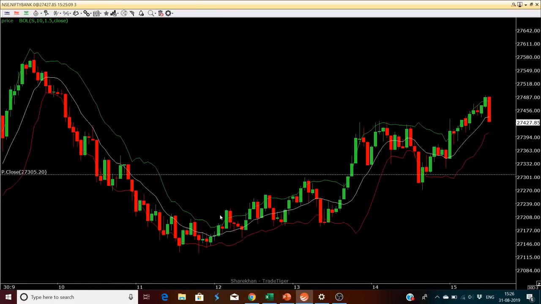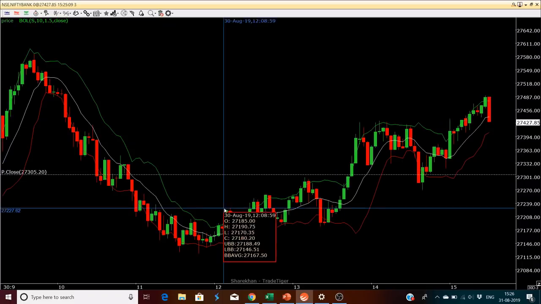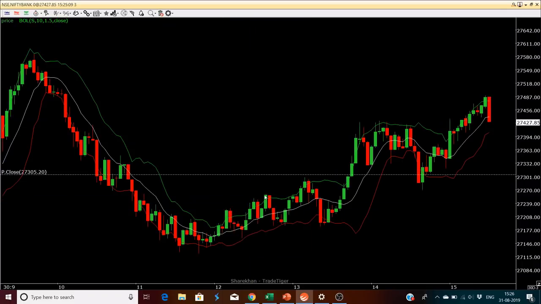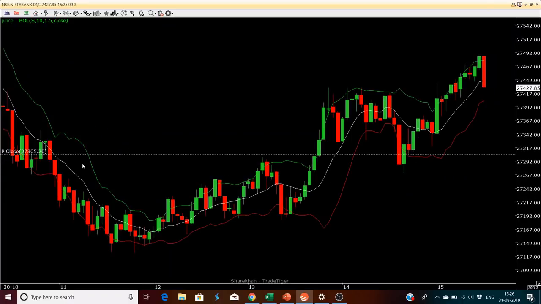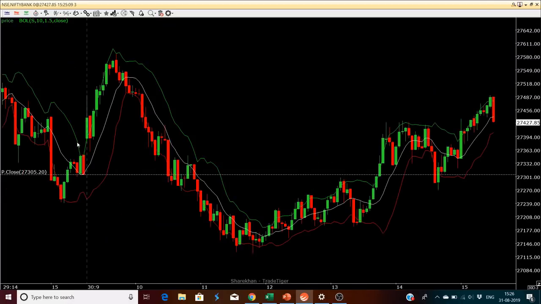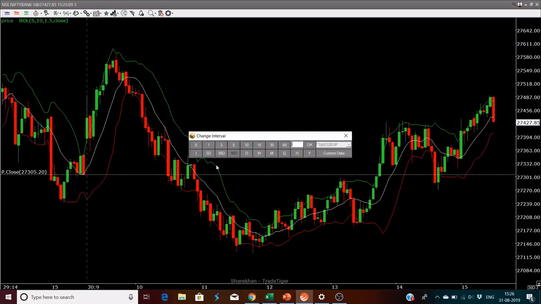Even the 3-minute chart gives you a lot of entries, like short entry, short entry, short entry. Okay, let's look at 10 minutes.